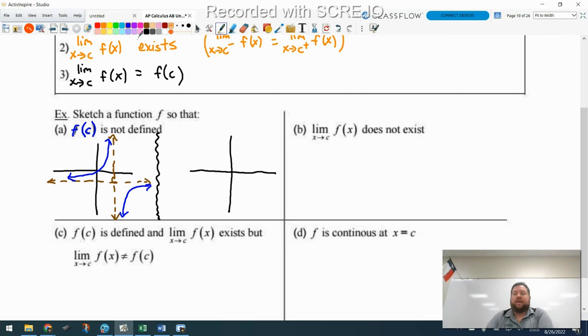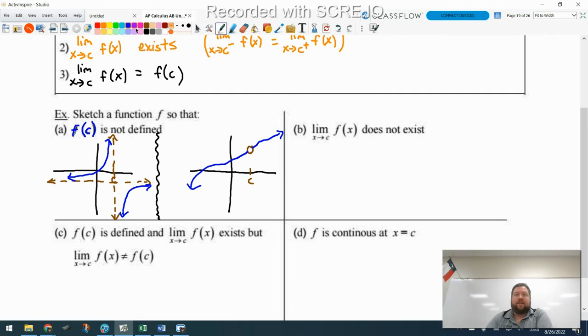Okay, the other way would be if c, right here, is a hole in the graph like that. Okay, so I'd have to draw my function going there, and then I have to pick my pencil up to go on the other side of the hole and keep drawing my function from there. All right, so that's two ways for f of c to not be defined, which causes our function to be discontinuous at that point c.